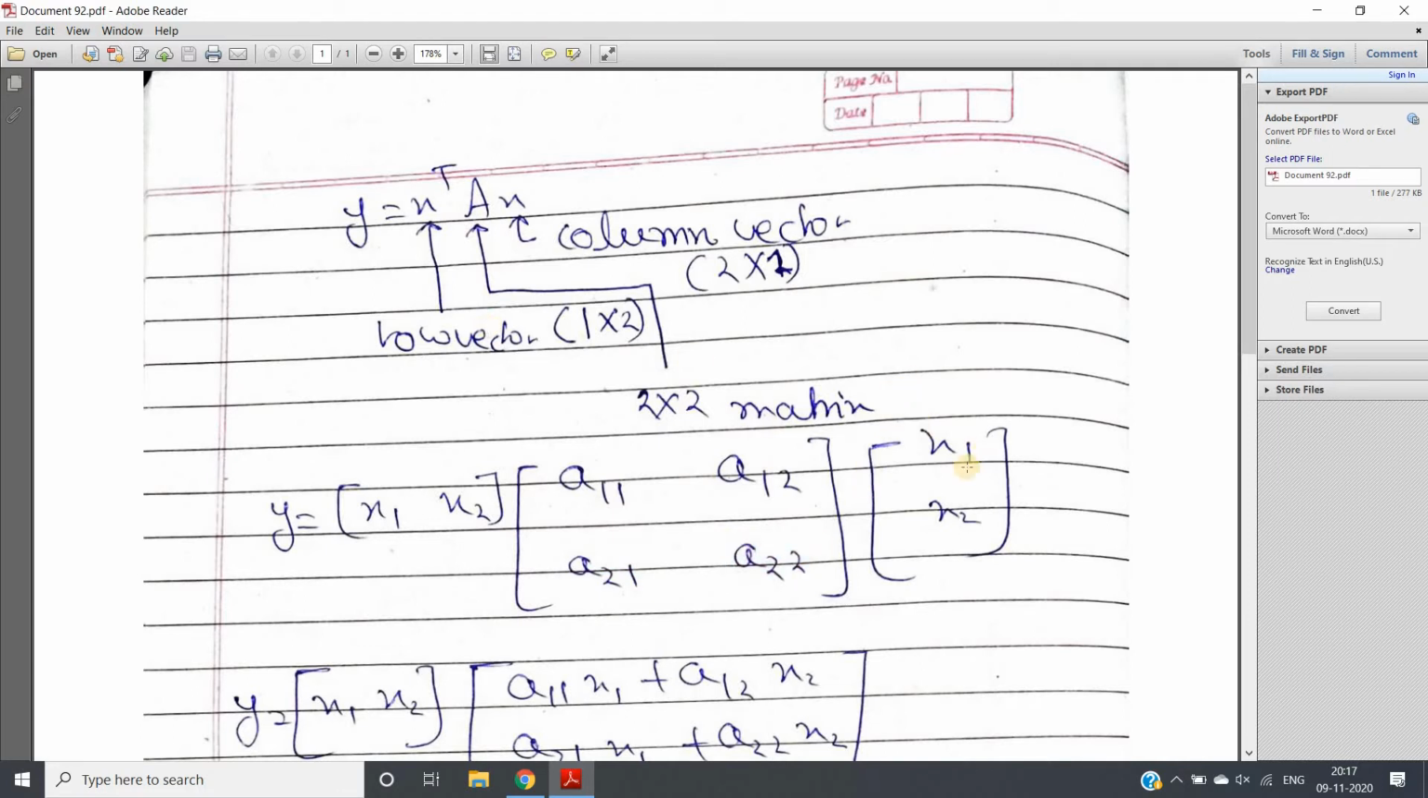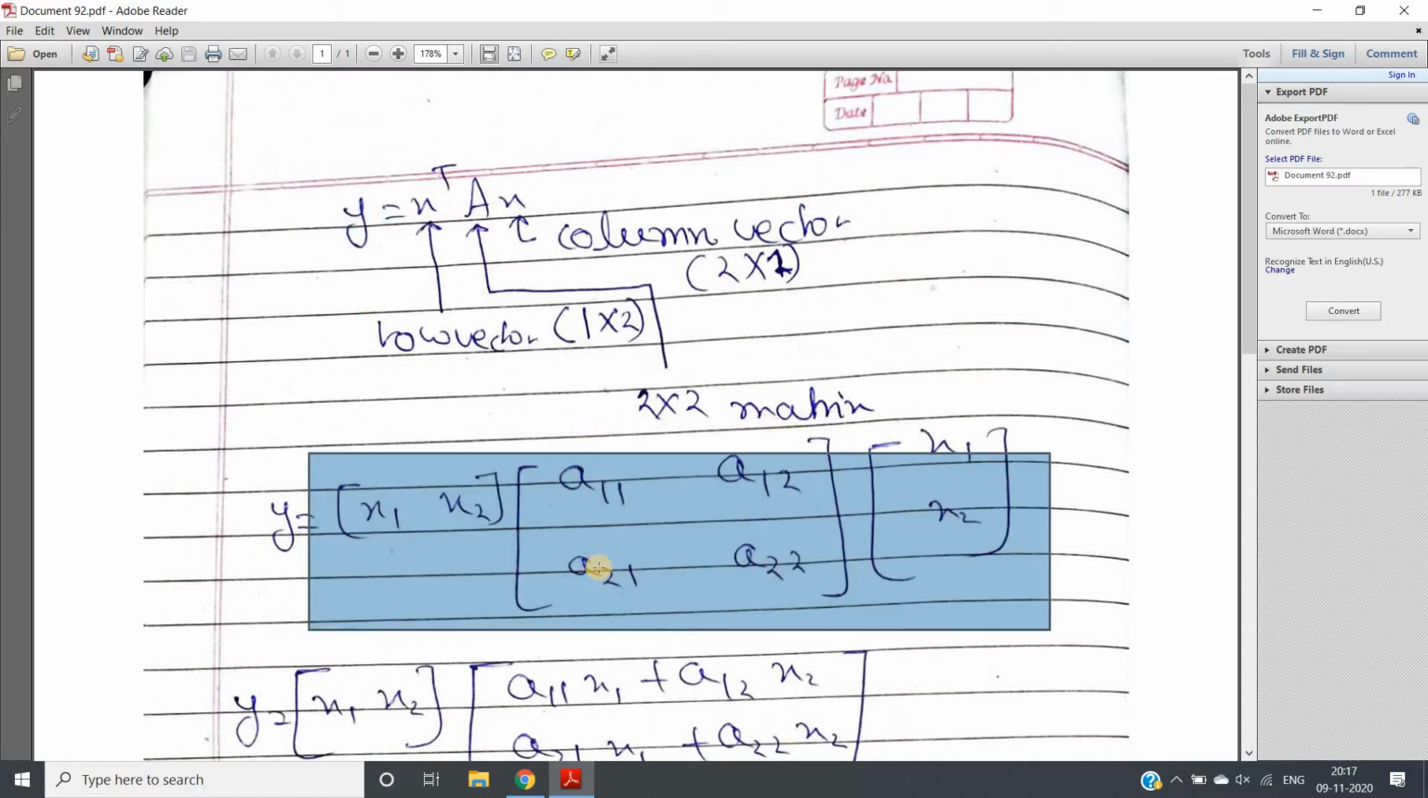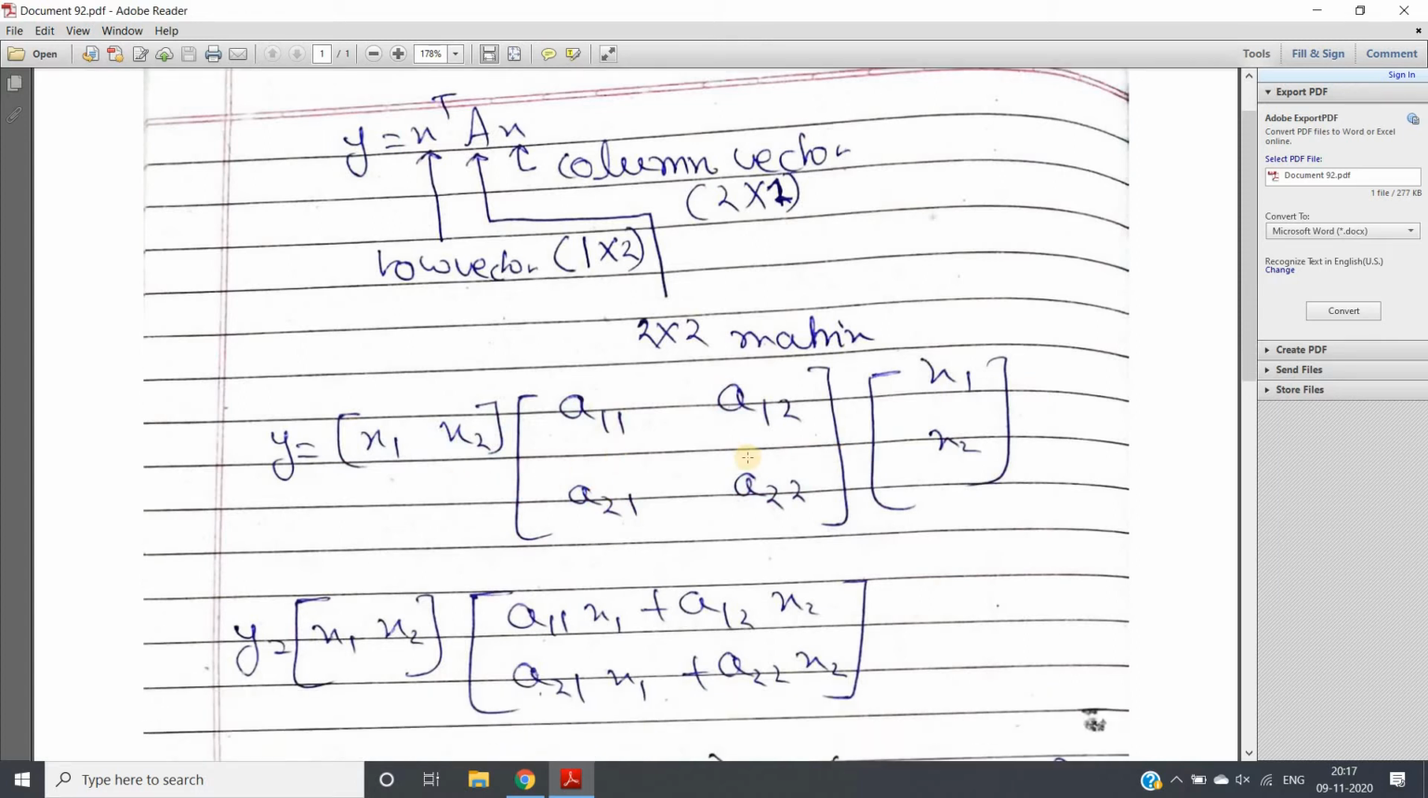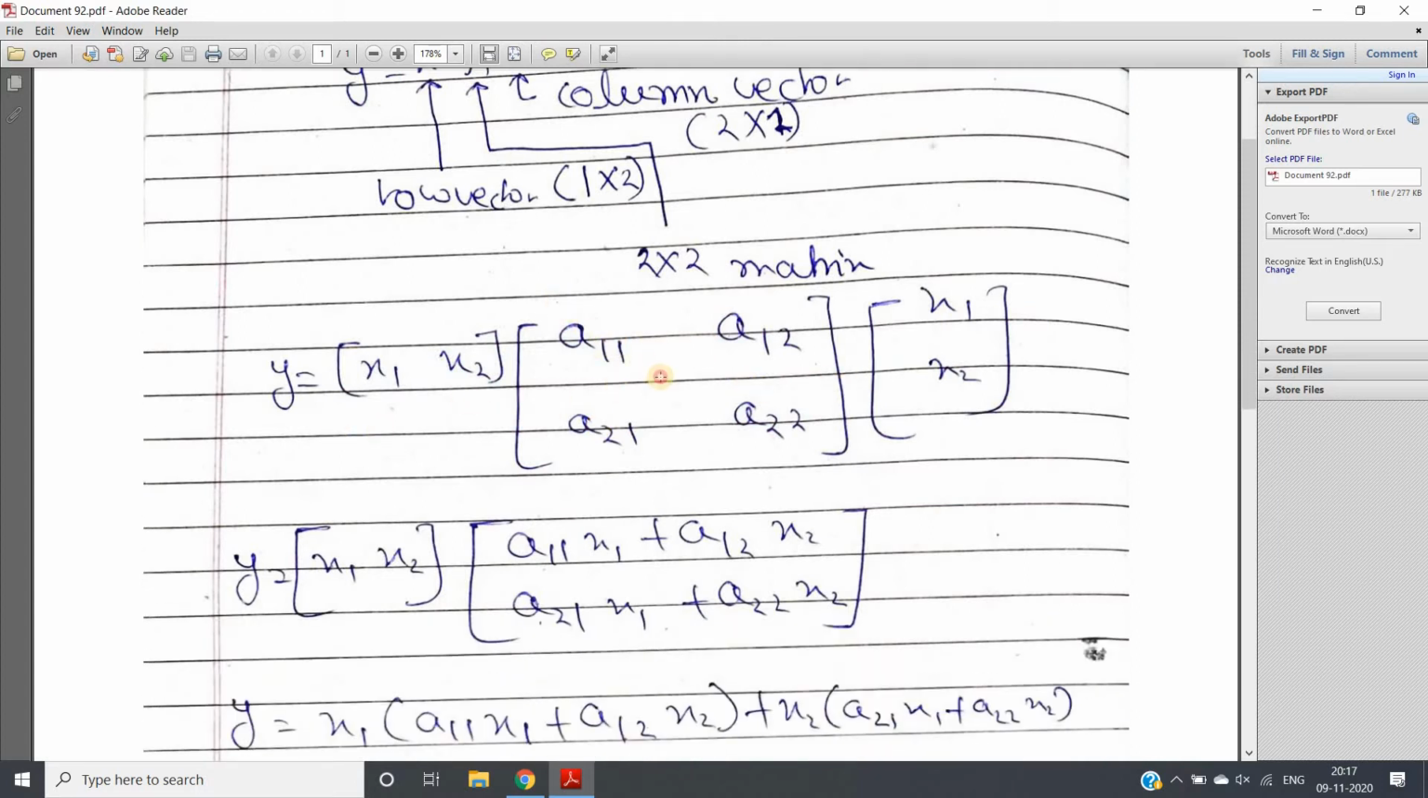And my column vector x is x1 x2 as we have taken earlier, and obviously x transpose is going to be this row vector. Now we have to differentiate this y with respect to x, and we will generate this formula using a derivation. First we can do this multiplication and simplify. A11 into x1 plus A12 into x2 will come in the first row, then A21 into x1 plus A22 into x2 will come in the second row.